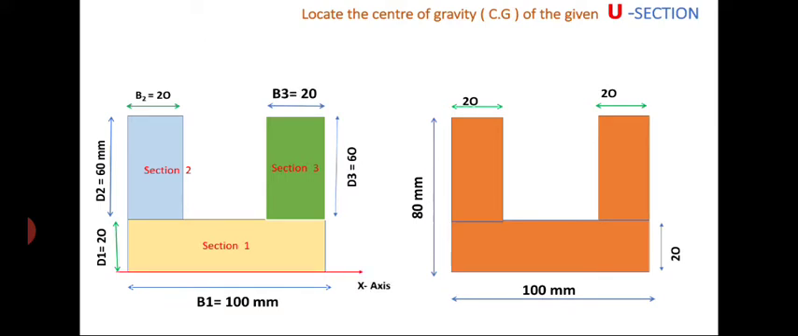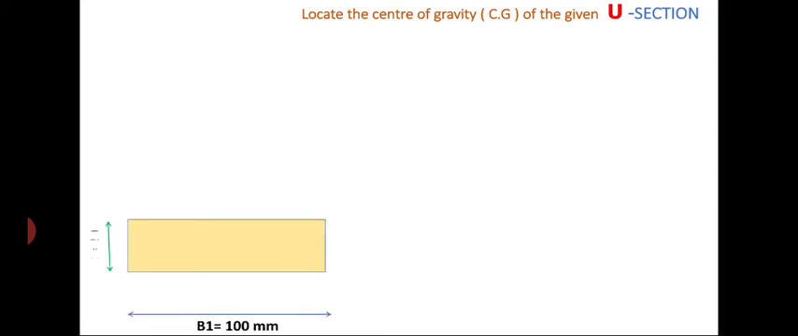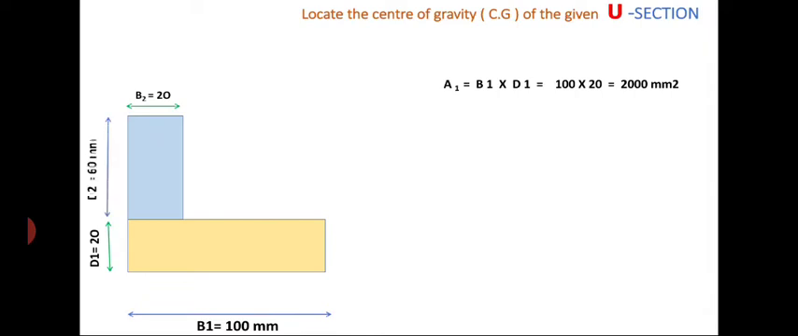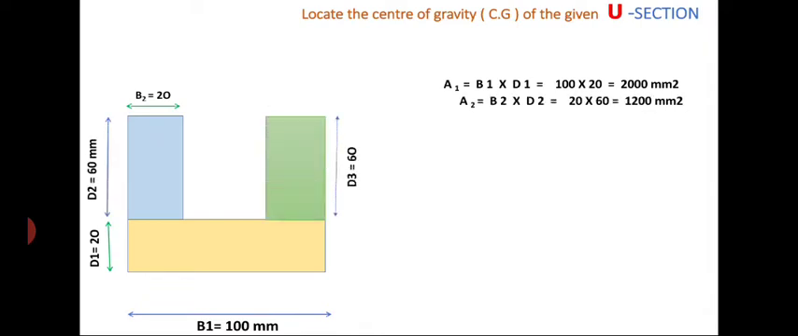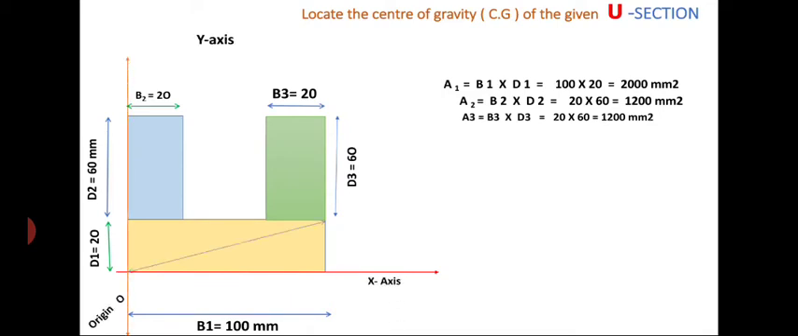Now I am taking the x-axis at the bottom edge and y-axis at the left side edge. O is the origin. Now I am locating the individual centroids for these three rectangles. I am drawing the diagonals to locate them. C1 is the centroid of the bottom rectangle at a distance of x1 from the y-axis and y1 from the x-axis, where x1 equal to b1 by 2 and y1 equal to d1 by 2.